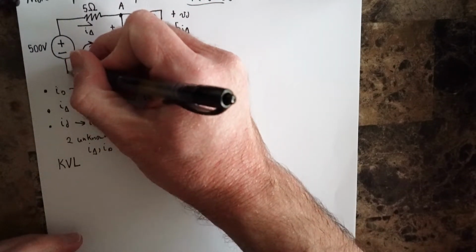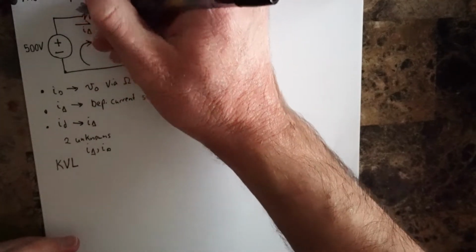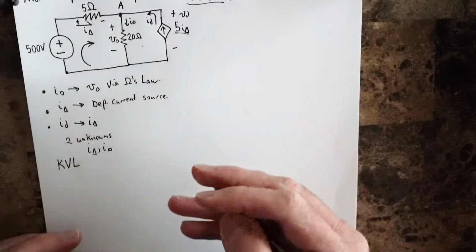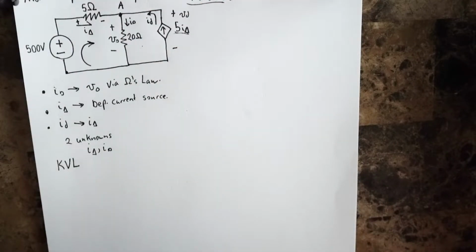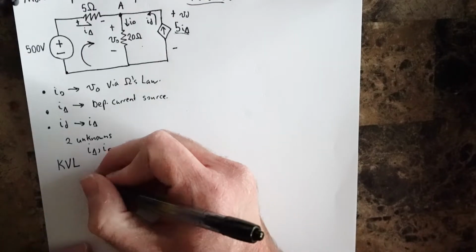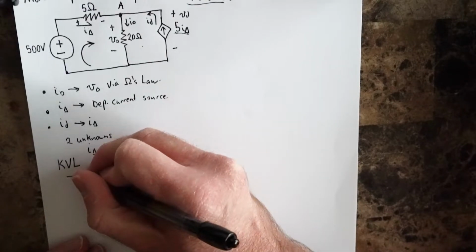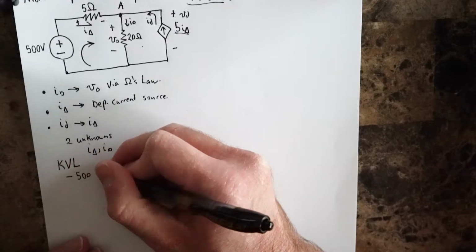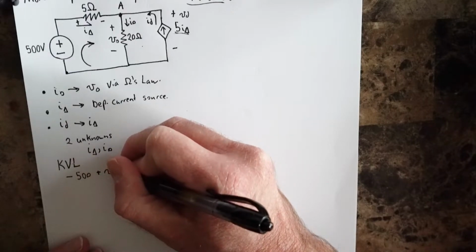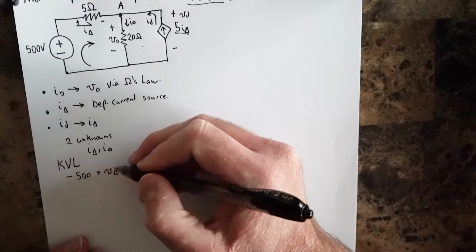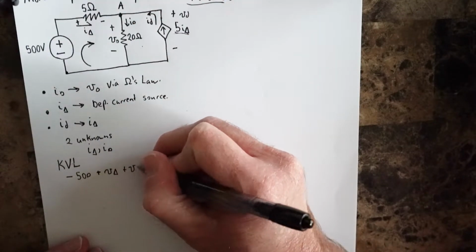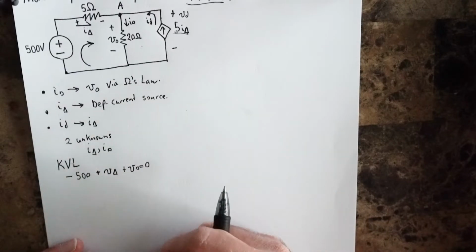So starting here, let's go ahead and label our voltages. So plus, minus, and then plus, minus. As you can see, I've got a convention that I like to use. It doesn't matter as long as you stick with it. So with KVL, we'll hit that 500 volt source first, plus V delta, the voltage associated with this current through this resistor here, plus V naught, and that must equal 0.